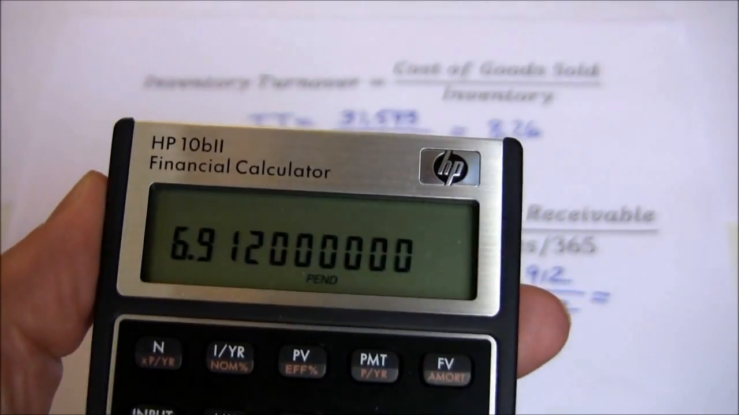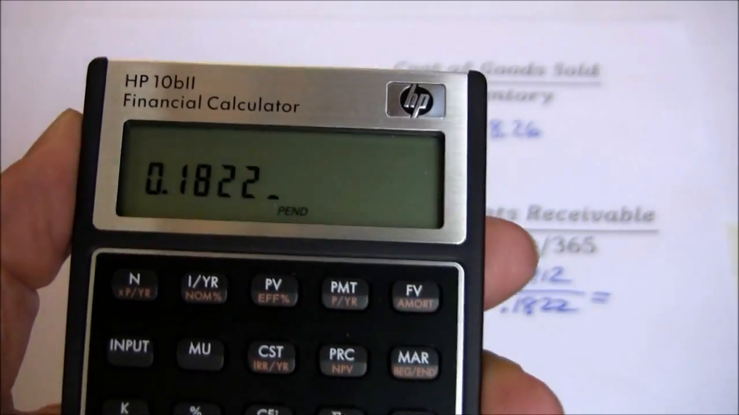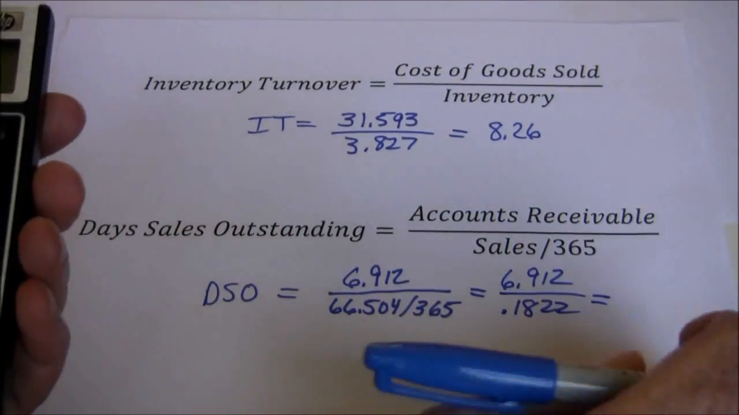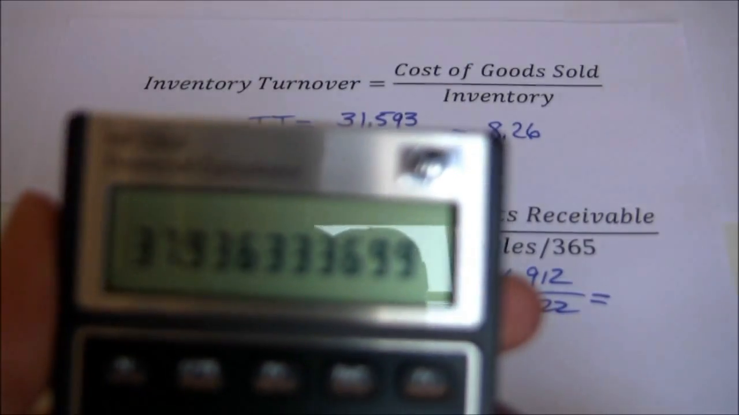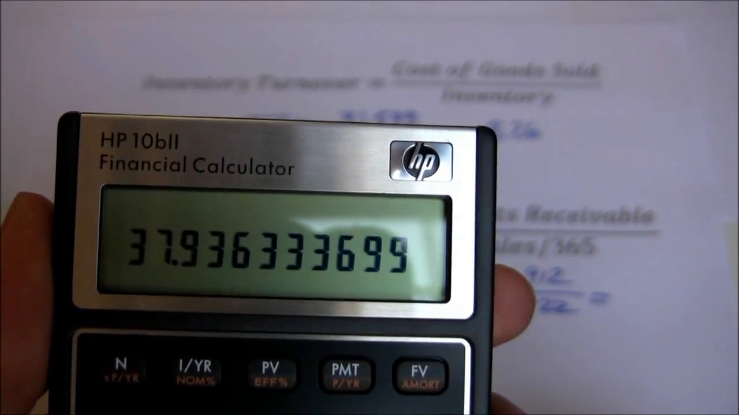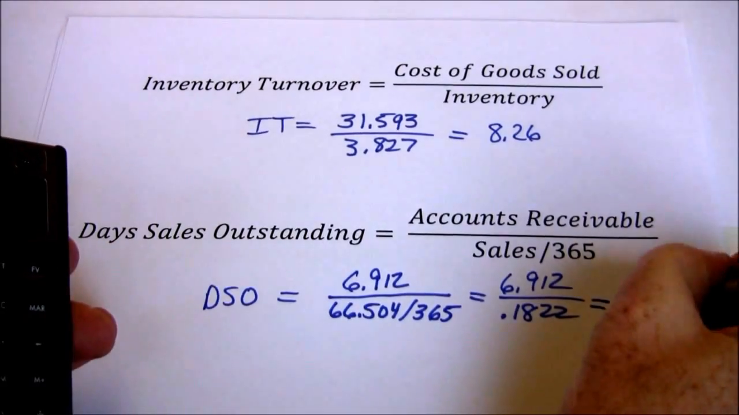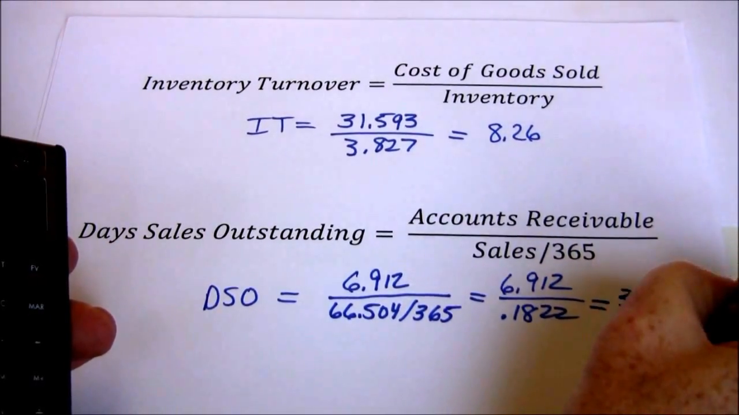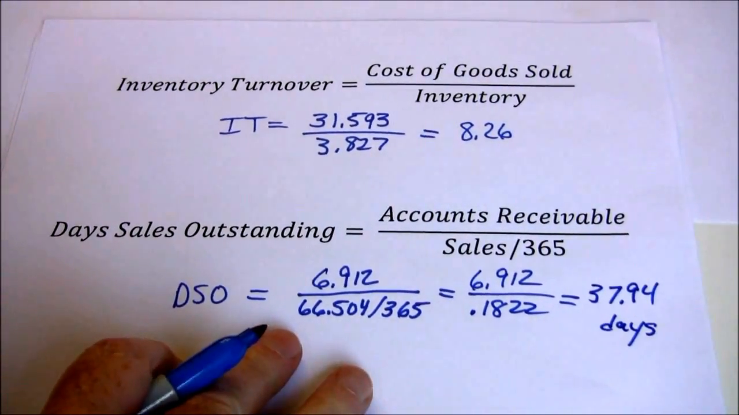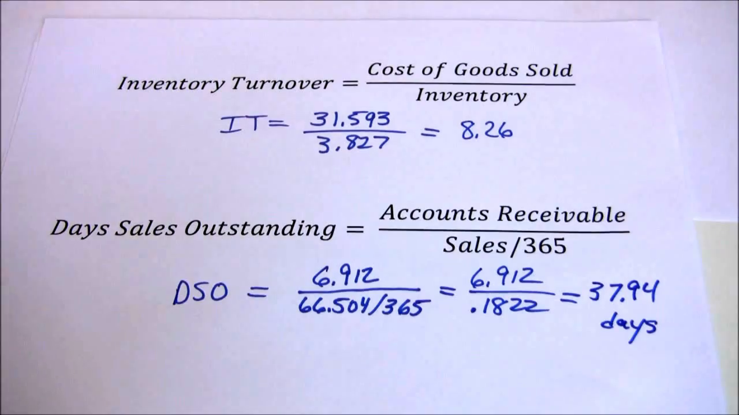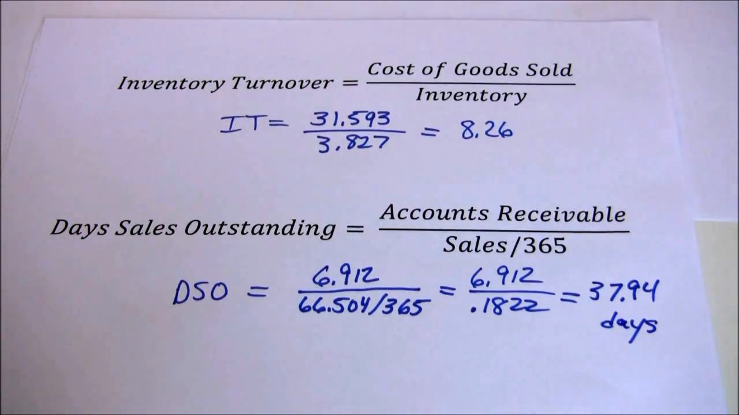6.912 divided by 0.1822, and that gives us a day sales outstanding of 37.94 days. Remember, day sales outstanding ratio is going to be in days, so it takes Pepsi a little over a month on average to collect their credit sales.